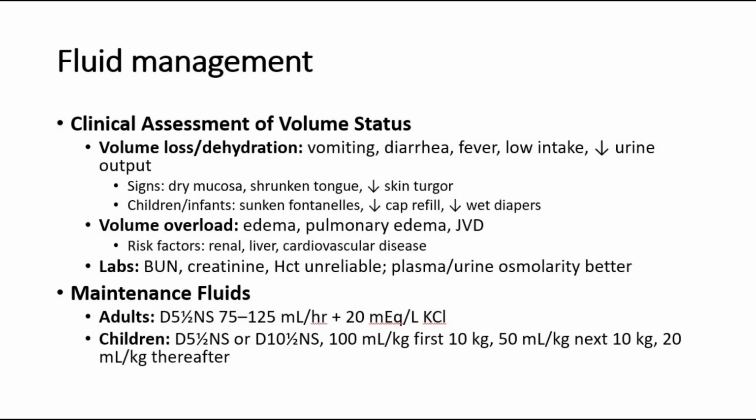Maintenance fluid requirements vary by age. In adults, D5 and a half-NS is administered at 75 to 125 ml per hour with 20 meq/L potassium chloride for an average adult weighing approximately 70 kilograms. In children, fluid requirements are calculated based on weight, 100 ml per kilogram per day for the first 10 kilograms, 50 ml per kilogram for the next 10 kilograms, and 20 ml per kilogram for each kilogram thereafter.